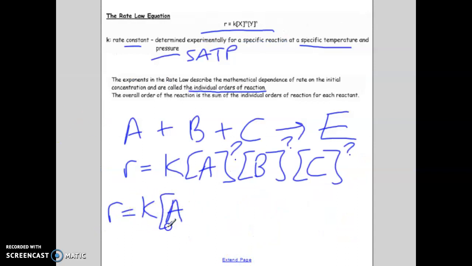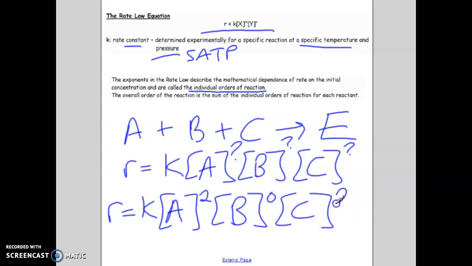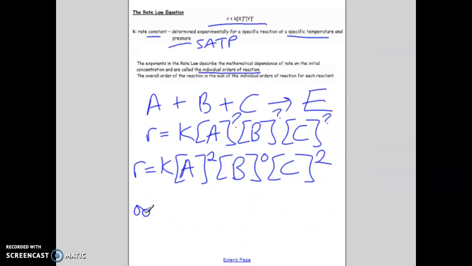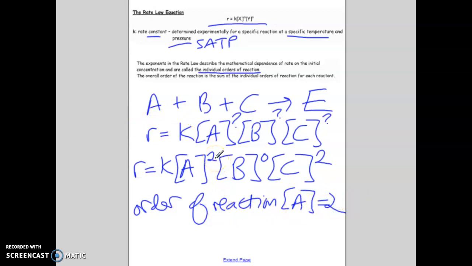So let's say we figured out A has a 2, B is a 0, and C is a 2. So the order of reaction for A would be a 2, because that's what the exponent is. The order of reaction for B would be 0. For C would be a 2. And then we have what's called the overall order of reaction. So the overall order is essentially you add up all of the exponent values. So the overall order for this example here would be 4, right? 2 plus 0 plus 2.